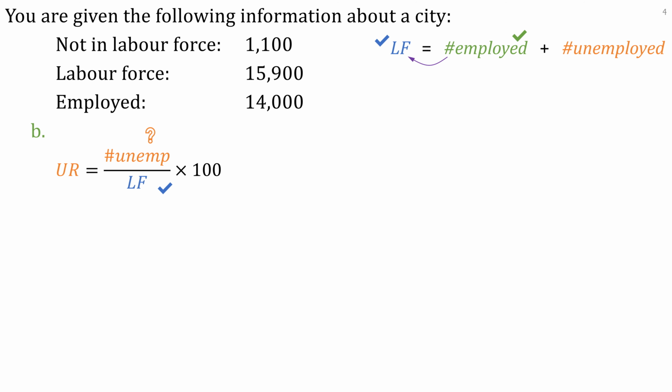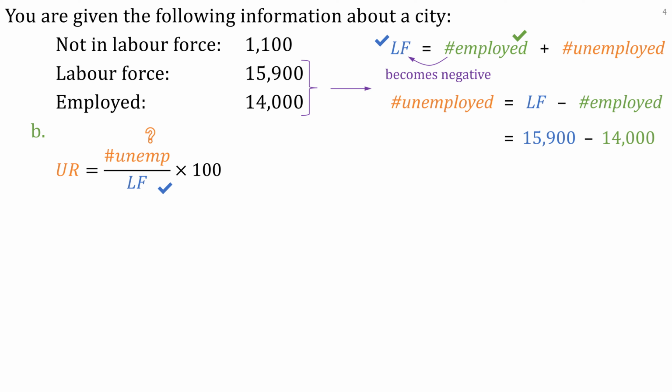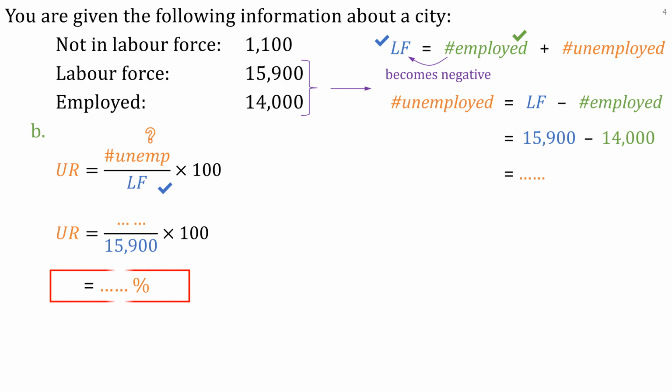so that we can have unemployed isolated, right? And when you move it to the other side, it becomes negative, right? So the number of people unemployed would be the labor force minus the people employed. You plug those numbers in and you should be able to find that out. So I'm going to let you guys punch that in to find it. Whatever you find, you go back to your original formula, you plug it in the numerator, and you punch that in to find the percentage of unemployment.